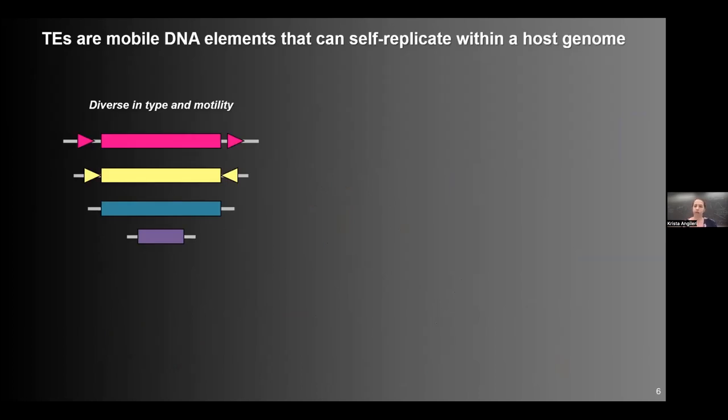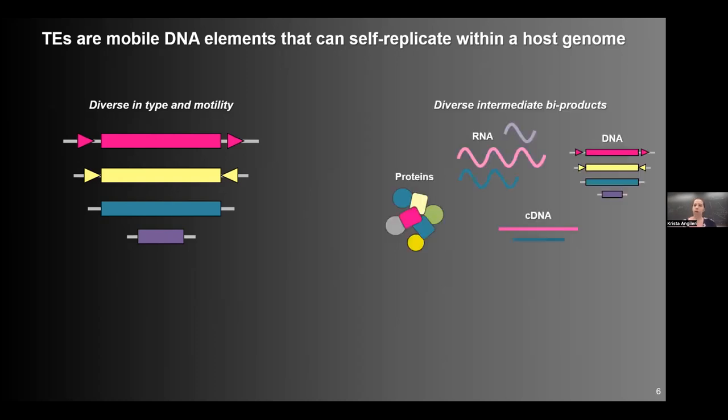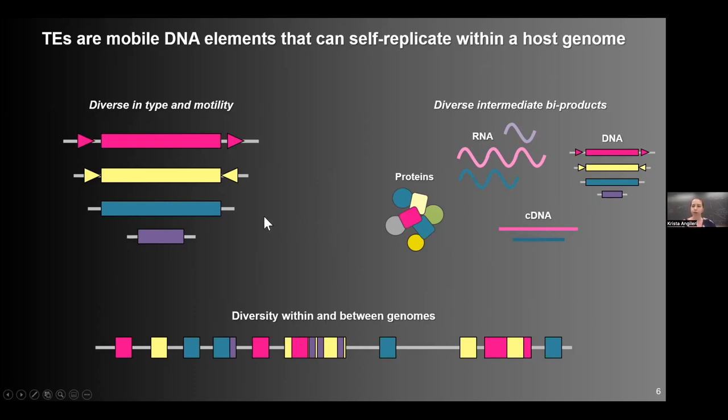So what are TEs, or transposable elements? Generally speaking, TEs are mobile genetic elements that are capable of self-replication within a host genome. They're extremely diverse in type, in motility, in the byproducts that they produce, as you can see here, through RNA, cDNA, proteins, et cetera, and in their presence within a host genome. For instance, they can be found in tens to millions of copies within a single genome. In humans, 50% of our genome is comprised of transposable elements, and that's approximately similar to that seen in zebrafish. But why might they be active during regeneration?